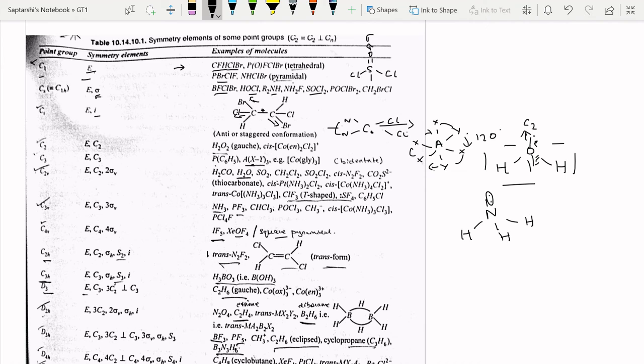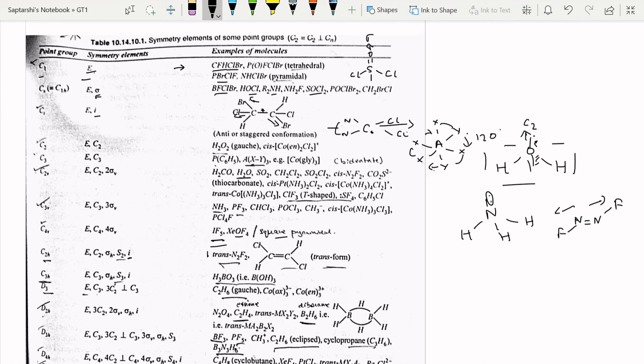And trans N2F2 is a very famous example of C2h, right? So trans N2F2 has, in this molecule, C2h. So it has i as well. Remember this. You can see easily it has i, the same ligand from this side as well as this side. And H3BO3 or boric acid is an example of C3h, a very important example.